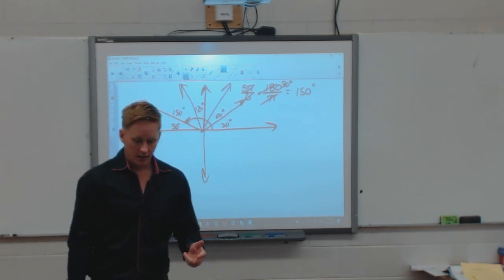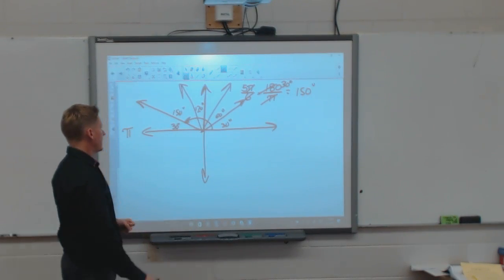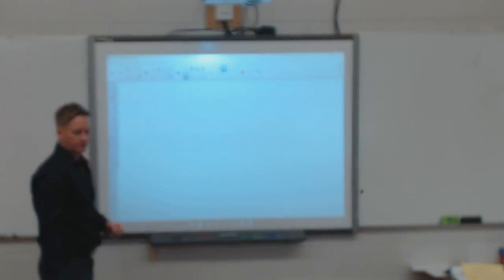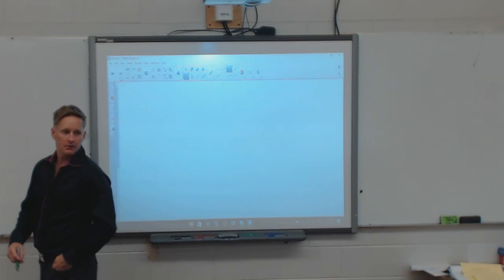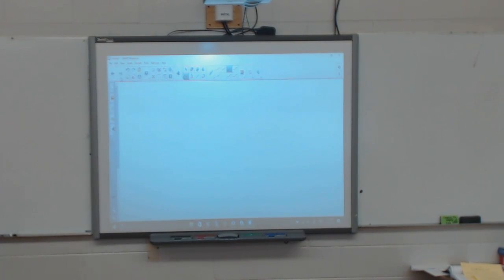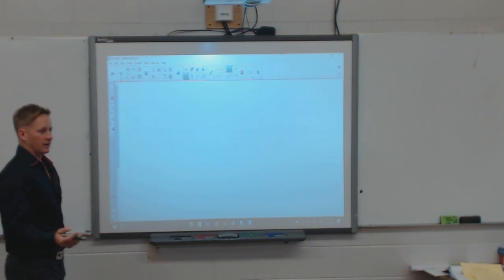Okay? C now. C has a value of 4. Do you see a degree symbol on it? No. So what does 4 represent? It's not degrees, it's obviously radians.